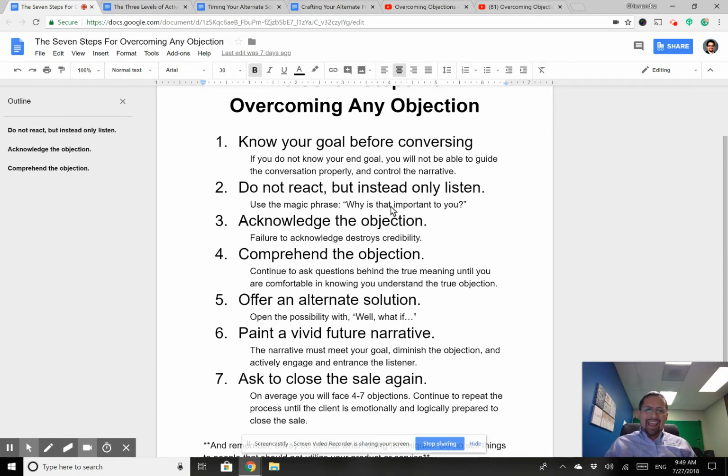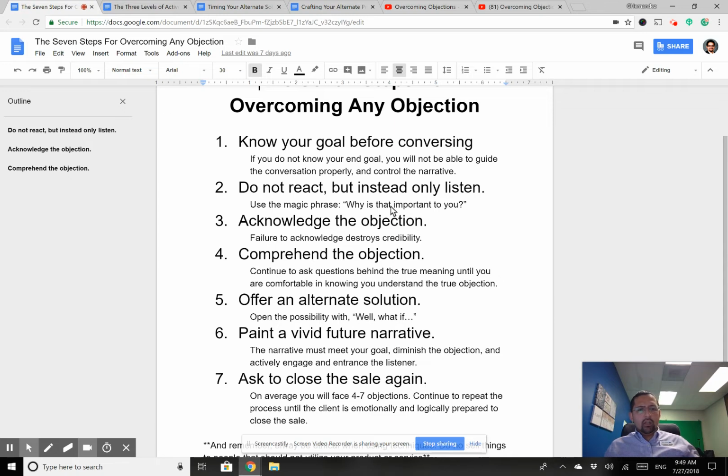Number 3, acknowledge the objection. Too many times I hear salespeople, somebody will say, oh, but I don't want a blue car. I actually want a red car. And instead of the salesperson acknowledging, oh, okay, well, you're telling me that you'd like a blue car instead of a red car, they actually just say, well, what about getting a different color car? Well, you have to acknowledge the objection.